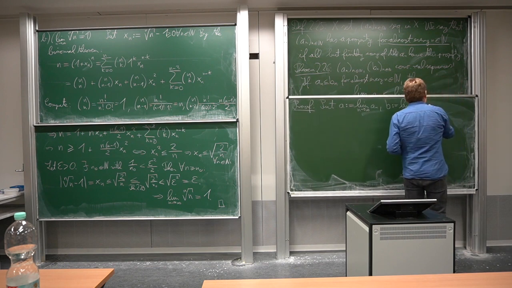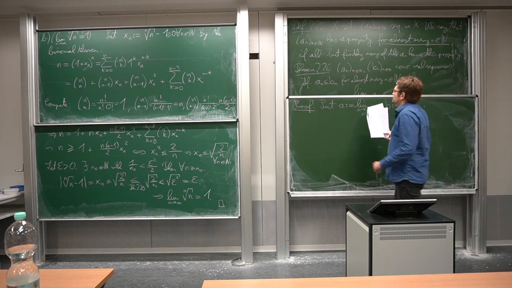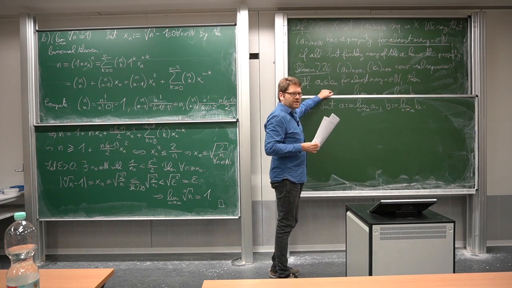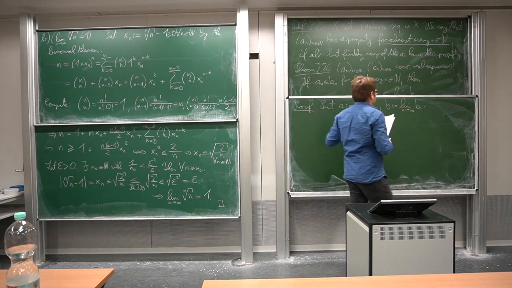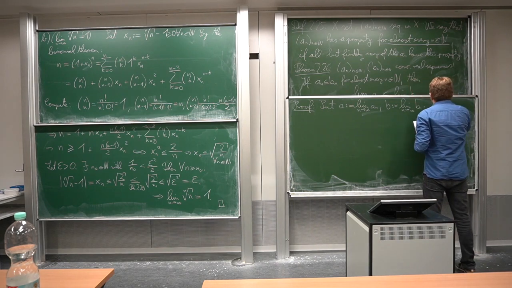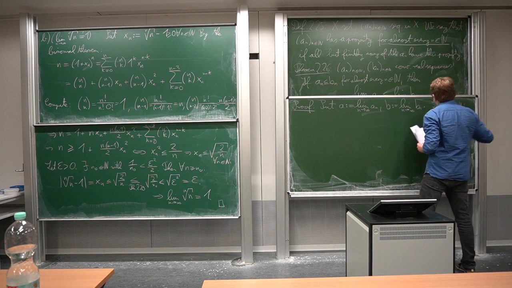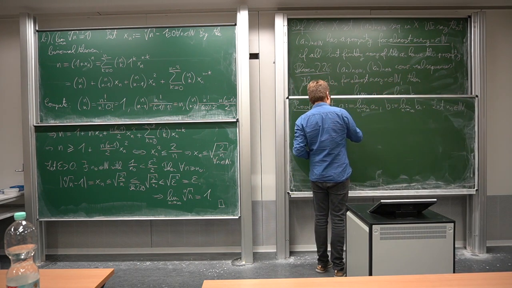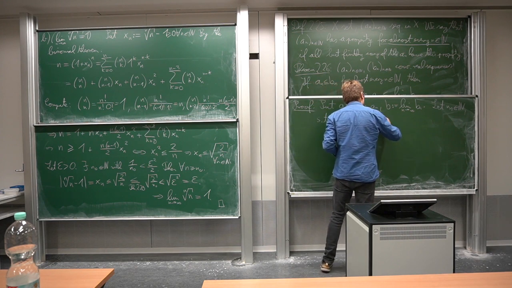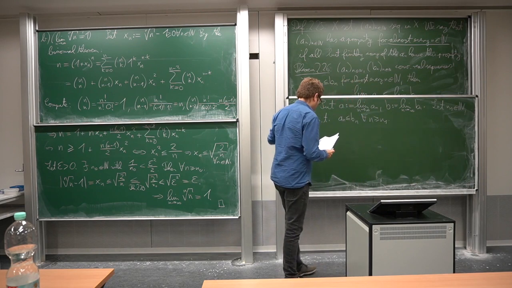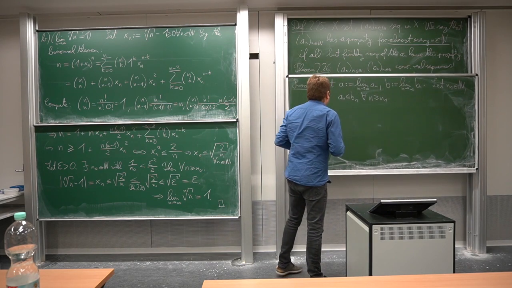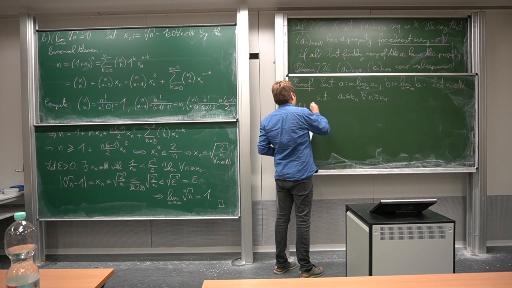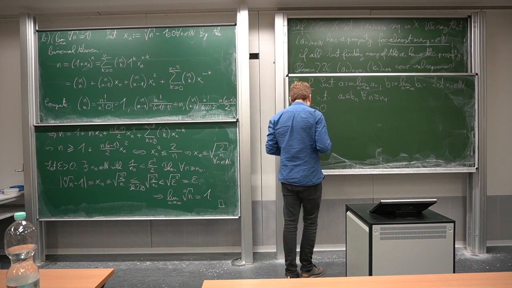Okay, so we know that this inequality holds for almost every n in N. So it means from a certain value on, this always holds. This means we have some number we call n1 in N, such that a_n is smaller than or equal to b_n for all n bigger than or equal to n1. Okay. Now, let epsilon bigger than 0 be an arbitrary number.